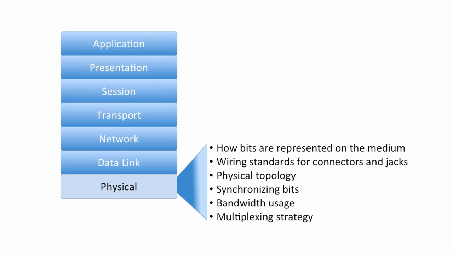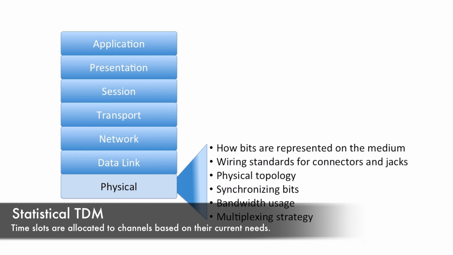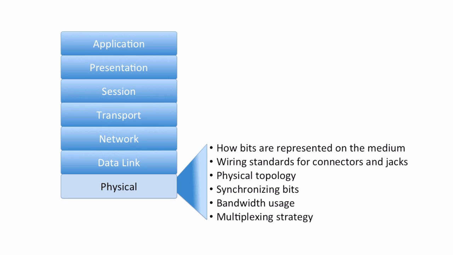However, what if we have all of these channels, but at the moment, some channels really don't need their moment in time. They don't have anything to transmit at the moment, while other channels are just bursting to transmit more and more. They have a high bandwidth demand at the moment. There is a way to reallocate the bandwidth available on a medium. It's called statistical time division multiplexing. With statistical time division multiplexing, these time slots are dynamically assigned to the different channels based on the current need of those channels. If a channel doesn't need the bandwidth right then, it can be used by another channel that does need the bandwidth.